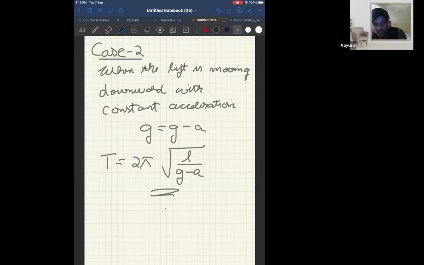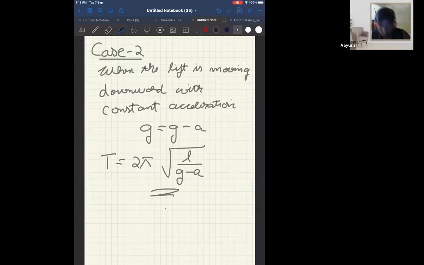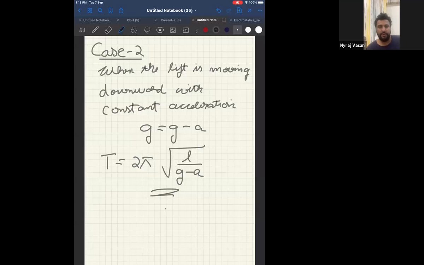Sir, they have given something about frequency also. Frequency is not needed, right? Frequency is the reciprocal of time. Don't get confused. Just copy time period. Don't copy frequency.